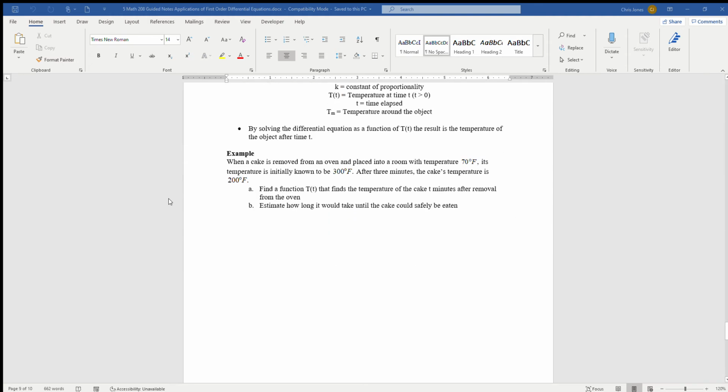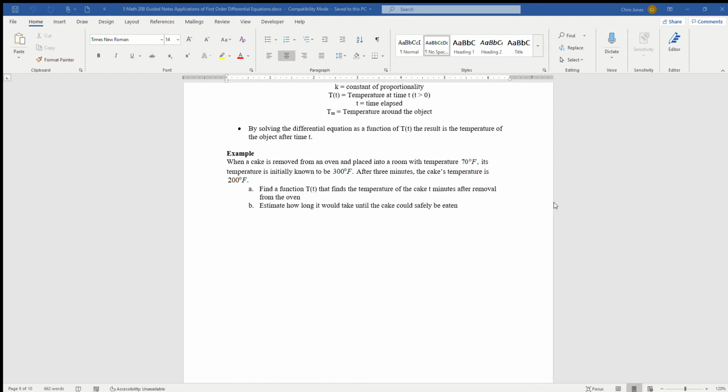So we have a cake, it's removed from an oven, placed into a room with a temperature of 70 degrees Fahrenheit. Temperature is initially known to be 300 degrees Fahrenheit. And then after 3 minutes, the cake's temperature is 200 degrees Fahrenheit. So we have a function, and we want to create that function, T of t, that finds the temperature t minutes after removal from the oven. And we want to estimate how long it would take for the cake to be safely eaten.